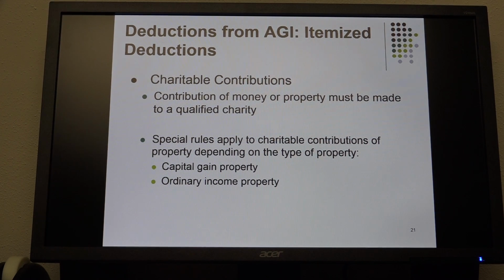So that's all I want you to know about that. You don't have to know those special rules for capital gain property or ordinary income property. If you get deep into tax practice, I encourage you to get the experience, number one, and research this stuff further. But this is a basic course, so I'm just trying to teach you the basics.